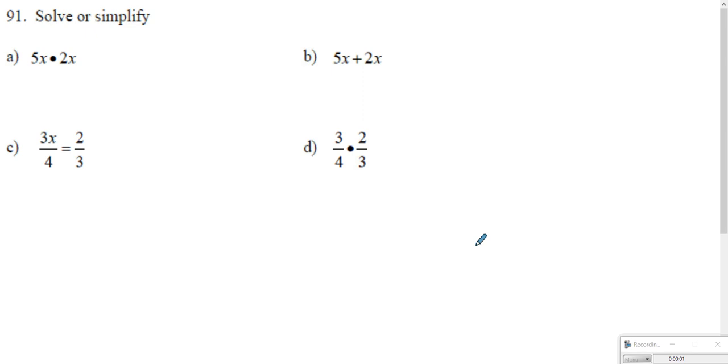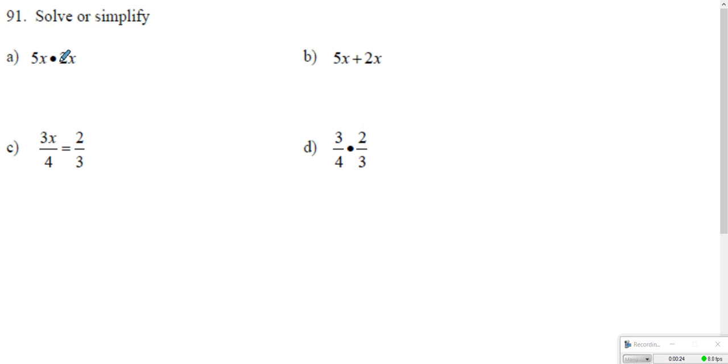Geometry and construction, unit number 1, problem number 91, just to solve, simplify thing. We have one solving, the other three are simplifying. When we have 5x times 2x, when it's multiplying, it's not the same thing as when you're adding a 5x plus a 2x. These are not going to be treated the same way. So when we're multiplying versus when we're adding them together, different rules.